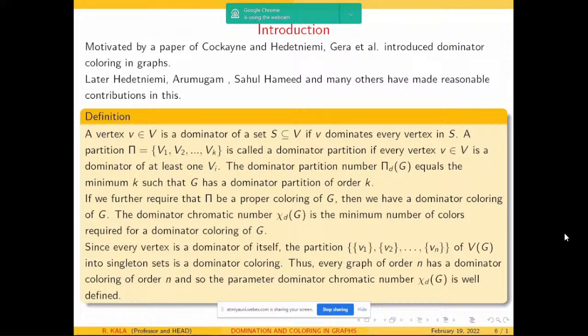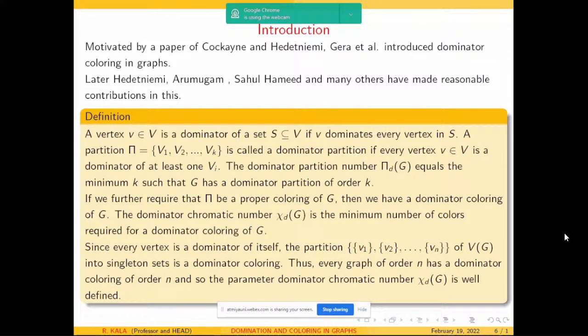And the dominator partition number, pi_d of G, equals the minimum k for which your graph has a dominator partition. And if my pi is a proper coloring, then I have a dominator coloring. So the elements of my partition are color classes. The dominator chromatic number, denoted by chi_d, is the minimum number of colors required for a dominator coloring.